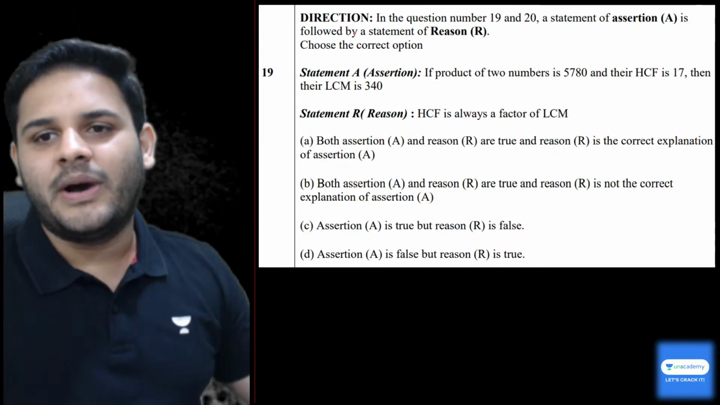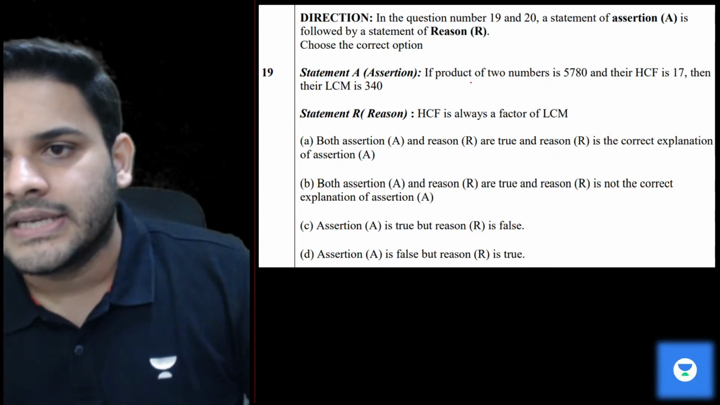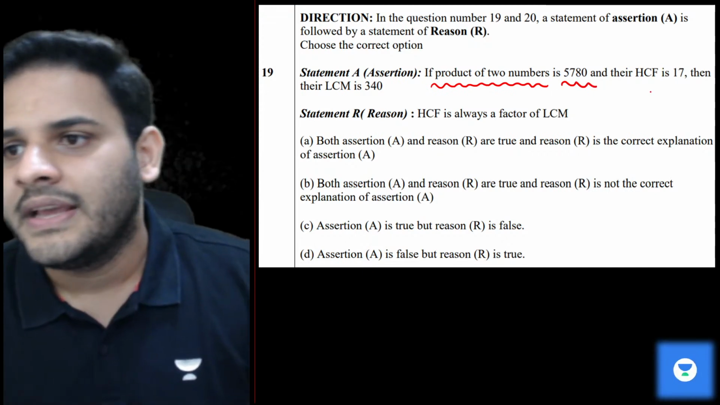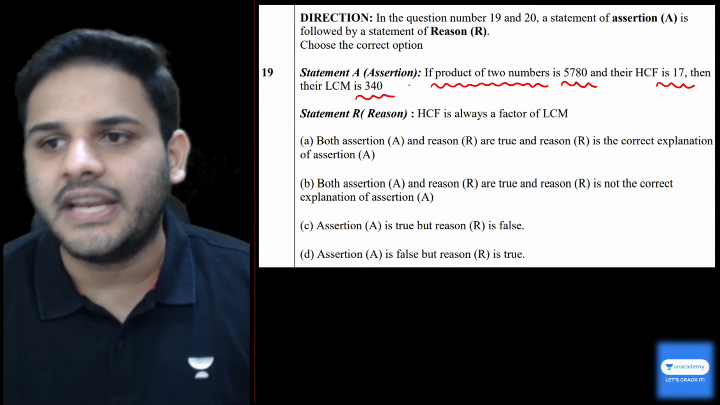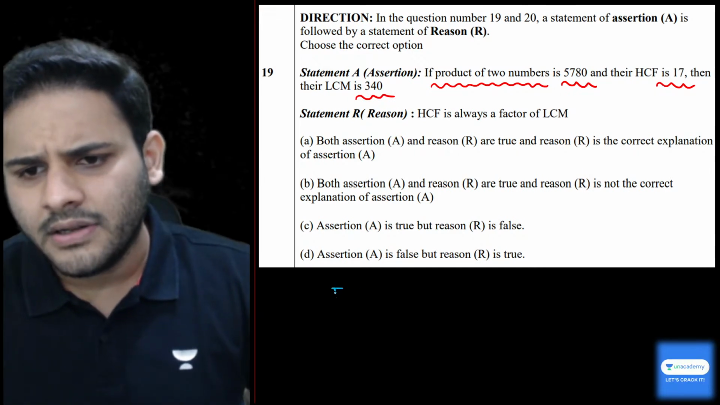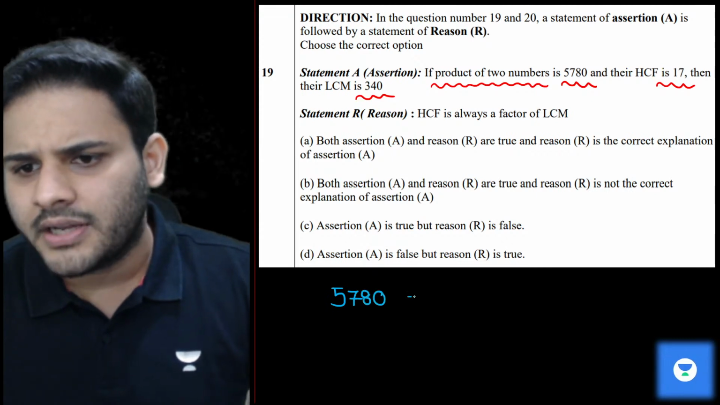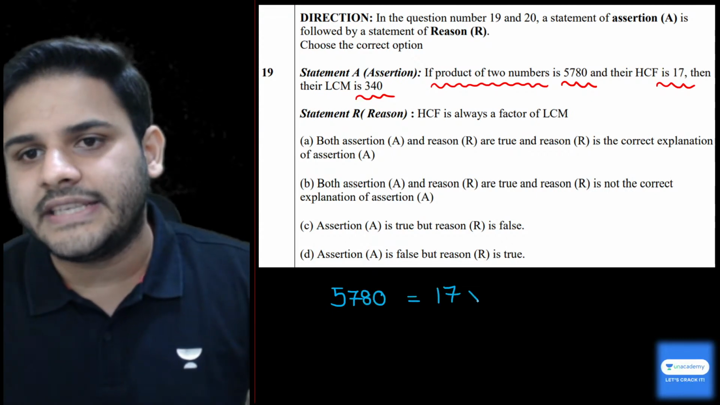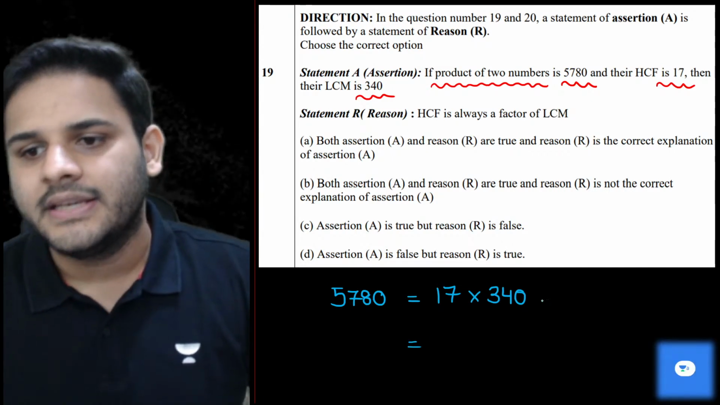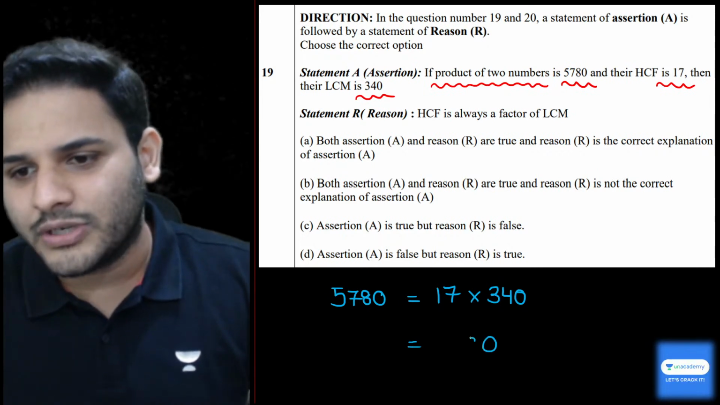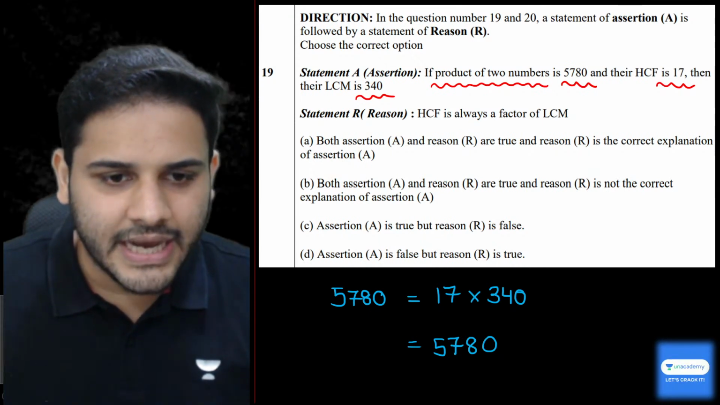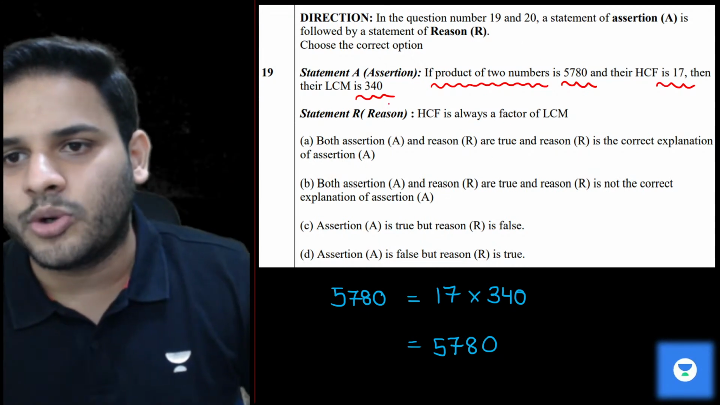Okay. The next one. Now, they have mentioned guys that the product of two numbers is 5780, HCF is 17 and LCM is 340. So what we will do here to check this? Simple. 5780 is the product. It should be equal to the product of the HCF and LCM. So just multiply this. So you will get 17 zeros are 0, 17 fours are 68, 6 carry over. So 5780. Alright. That means guys, the assertion is absolutely true.